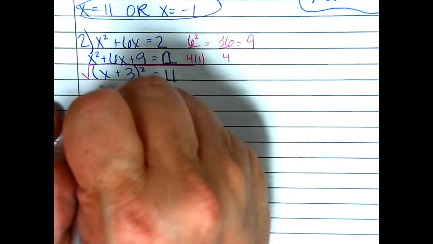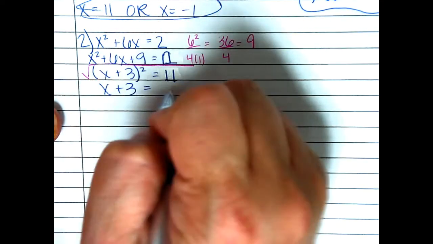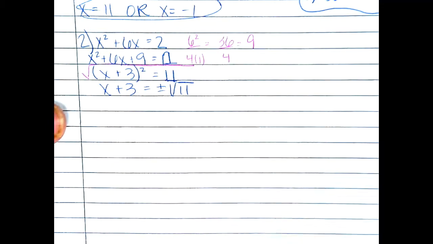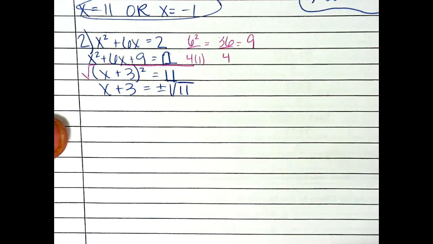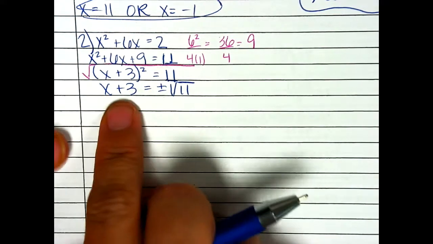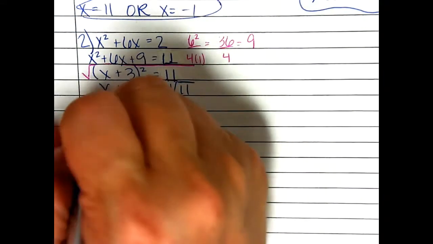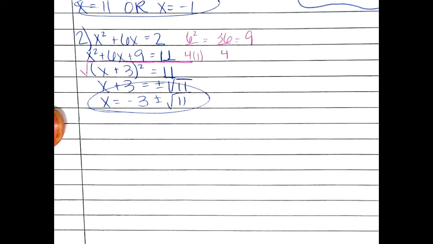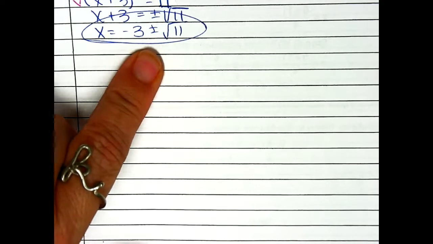So when I take the square root, I have x plus 3 equals positive or negative radical 11. So to solve for x, I need to subtract 3 from both sides. So x equals negative 3 plus or minus the square root of 11. Today you will not have to get the decimal approximation, so your answer like that is just fine.